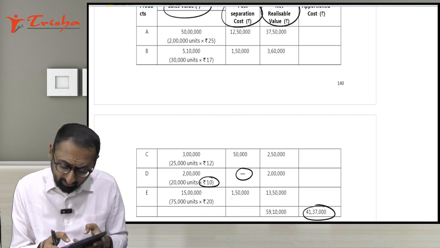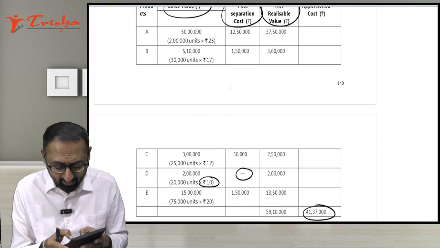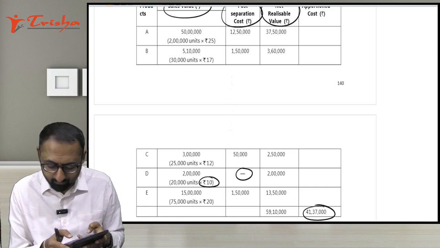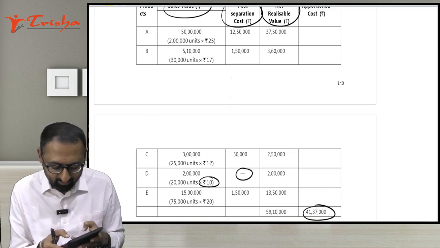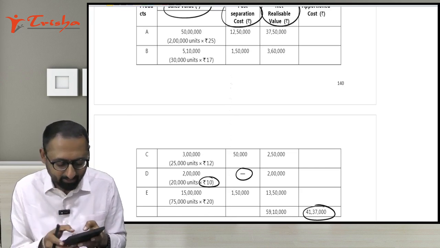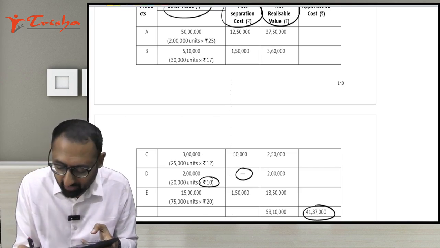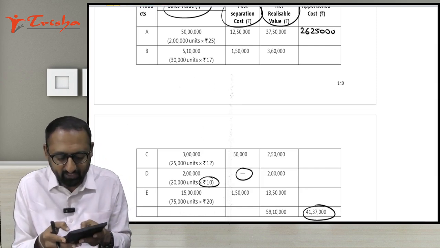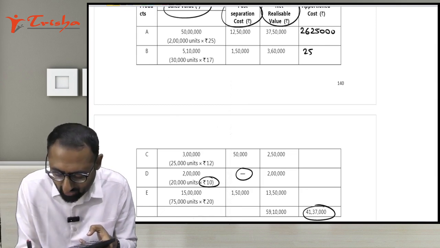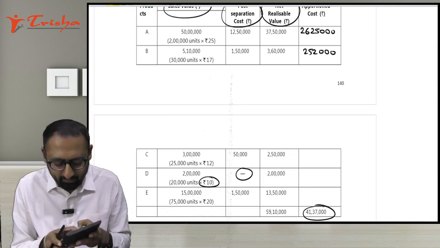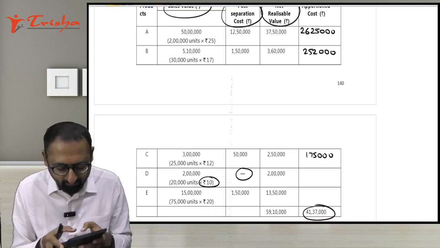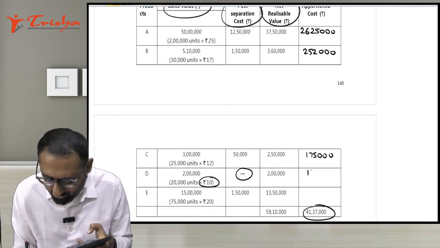41,37,000 divided by 59,10,000 multiplied by 37,50,000. It will be 26,25,000. If I multiply with 3,60,000, answer will be 2,52,000. If I multiply by 2,50,000, answer will be 1,75,000. Then if I multiply 2 lakh, then it will be 1,40,000.